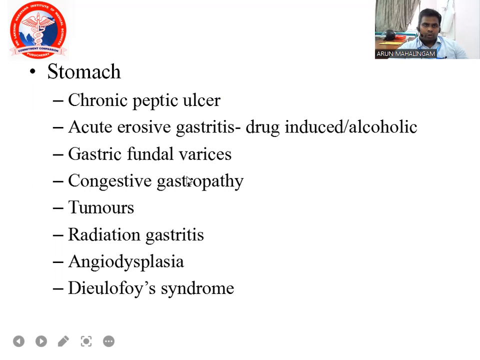Next, I'll be moving on to the stomach. The causes will be chronic peptic ulcer disease and acute erosive gastritis. It can be a drug-induced or alcoholic gastritis, gastric fundal varices, congestive gastropathy, tumors, radiation gastritis, angiodysplasia, and Dieulafoy syndrome.